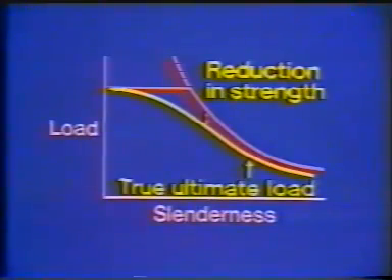The reduction of strength is most marked in the region where the Euler load and the squash load are almost equal. The slenderness, L over r, which controls the column behavior, and hence the collapse load, is the larger of L over rx and L over ry for the section.